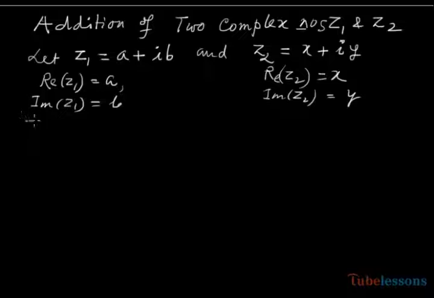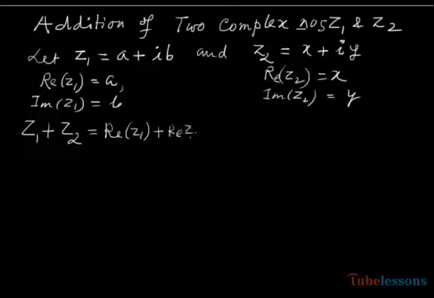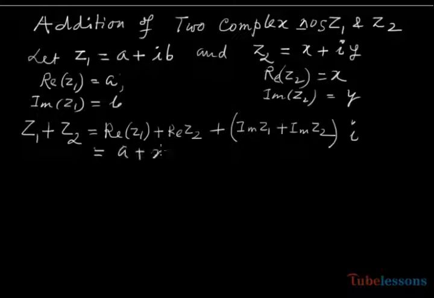So when we add Z1 plus Z2, we first add up the real part of Z1 with the real part of Z2, and then the imaginary part of Z1 with the imaginary part of Z2. So this becomes a plus x, b plus y.